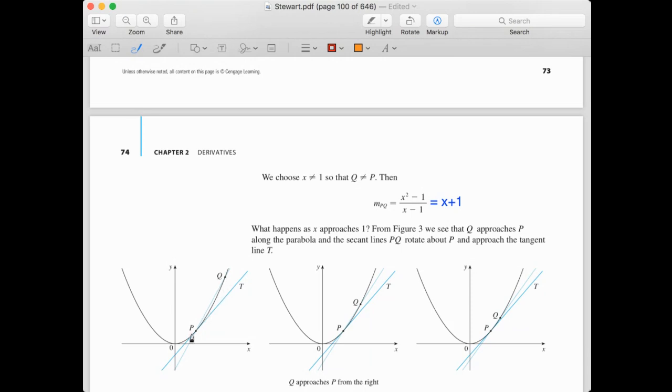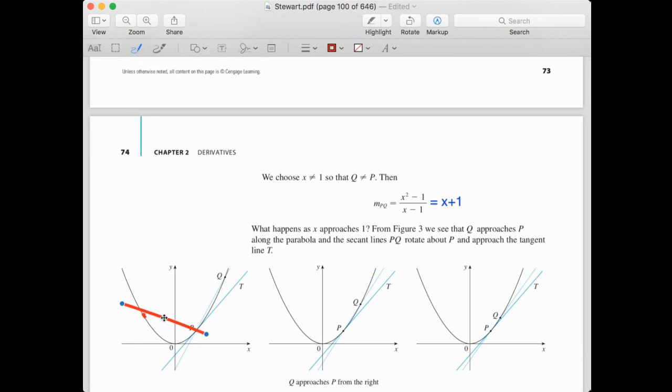Lines, right? If Q is here, we get this line. If Q is here, we get another secant line, right? So it depends on the position of Q. That's why we get a family of functions. So the secant lines get this.